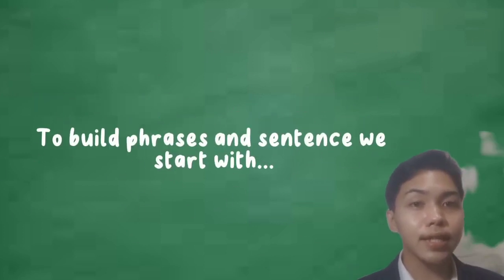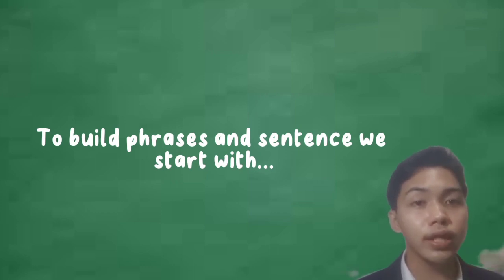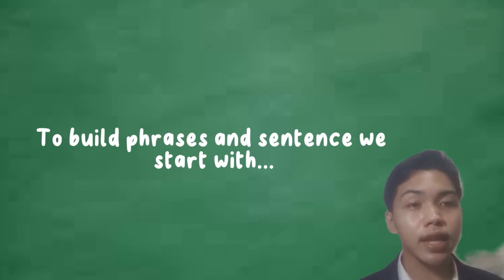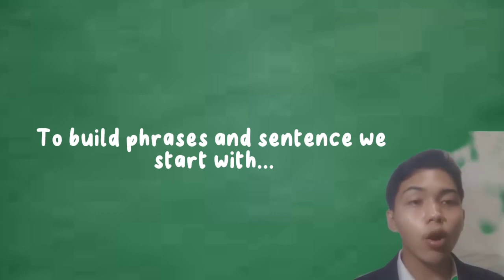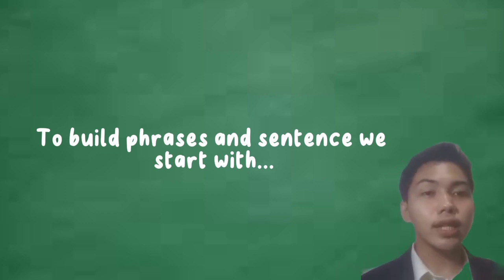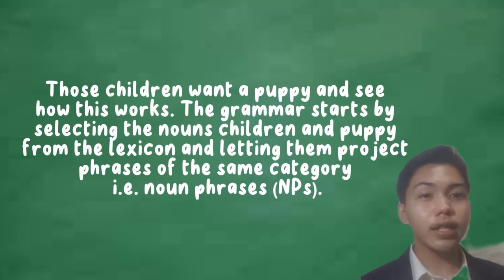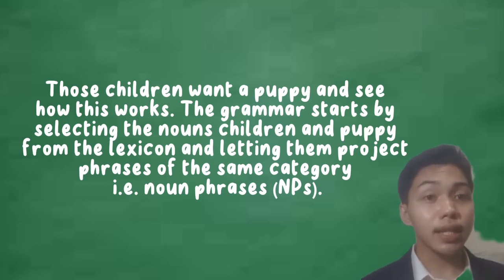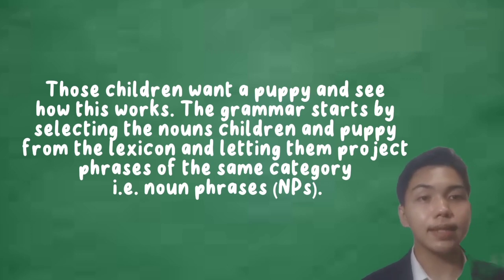To build phrases and sentences, we start with words which then project phrases of the same category. You can think of a word as a kind of seed and its projection as a stalk that it sends out. Let's start with the simple sentence, "Those children want a puppy," and see how this works. The grammar starts by selecting the nouns "children" and "puppy" from the lexicon and letting them project phrases of the same category, in this example, noun phrases or NPs.